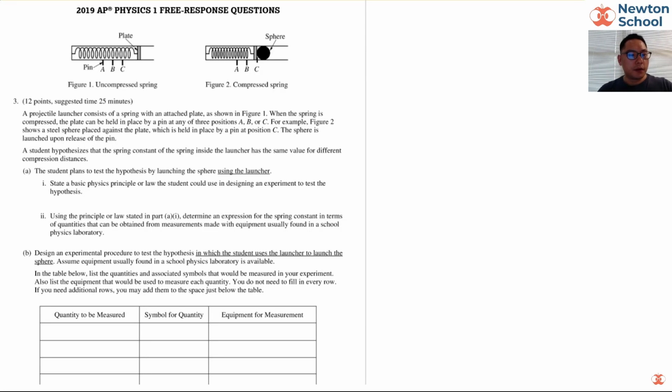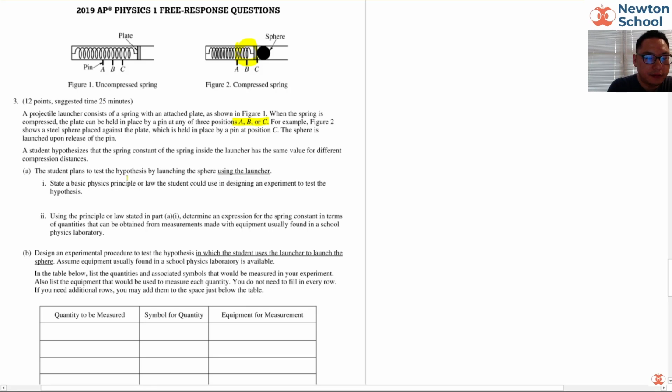Okay, let's look at number 3. A projectile launcher consists of a spring with a plate. The spring is compressed, and there's a pin. There are 3 positions A, B, C, so they'll change the compression distance. And the spear is launched upon release of the pin.